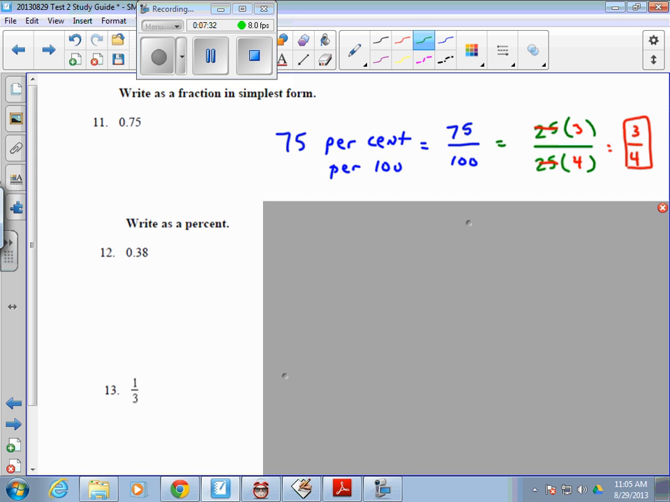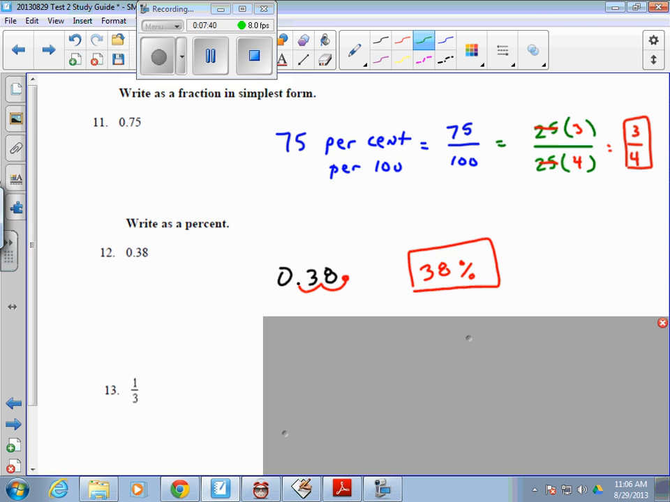Number 12 says write as a percent. 0.38 written as a percent. Again, percent means per 100. The easiest way to make something a percent, just like making a percent into a decimal means to move it 2 times to the left, making a decimal into a percent means to move it 2 times to the right. So 0.38 becomes 38%.